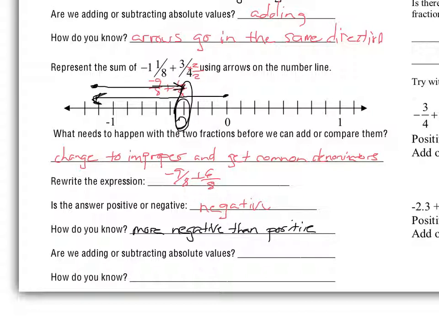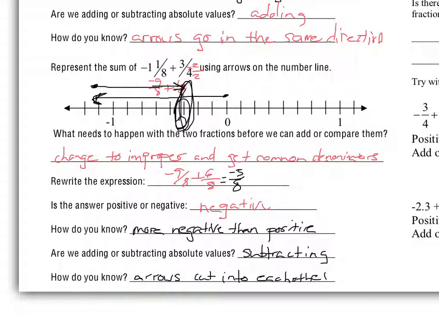All right. Are we adding or subtracting? Well, we can see our arrows cutting into each other, which should remind us that we should be subtracting, because we're finding the difference between the two arrows. And we can see that the answer we got on our diagram is 3/8. So negative 9 plus 6 would give me negative 3/8.